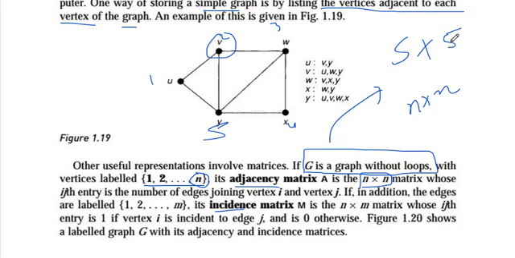So if there are 5 vertices, the matrix should be 5 by 5. If there are 4 vertices, then it is a 4 by 4 matrix. Now, how do we get the numbers in the matrix? First of all, the adjacency matrix. The adjacency matrix A is the n by n matrix whose ith and jth entry is the number of edges joining vertex i and vertex j. You have to calculate the number of edges.